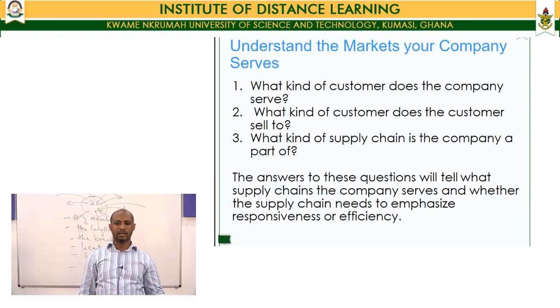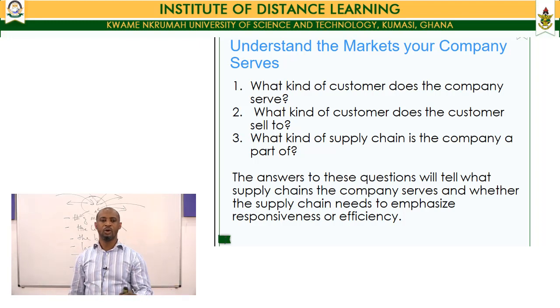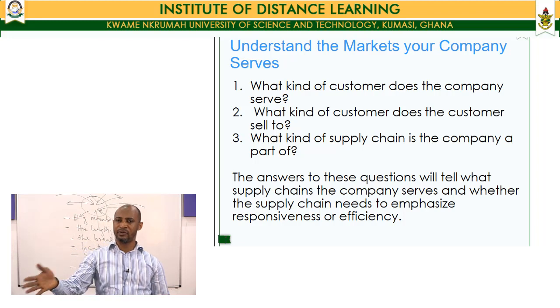To understand the markets your company serves, look at what kind of customers the company serves. What kind of customers do they sell to? What kind of supply chain is the company a part of? By the time you are able to answer these questions, you are able to know what supply chain the company serves and whether the supply chain needs to emphasize responsiveness or efficiency.